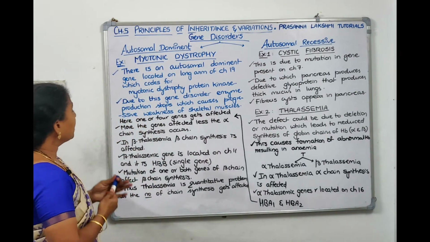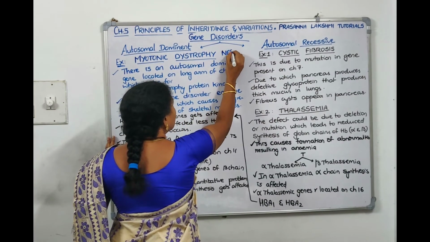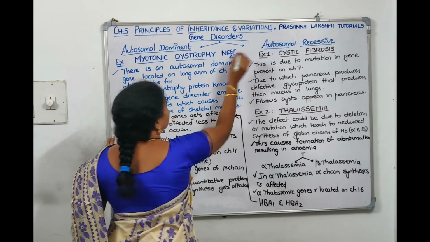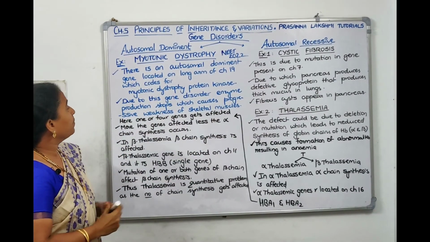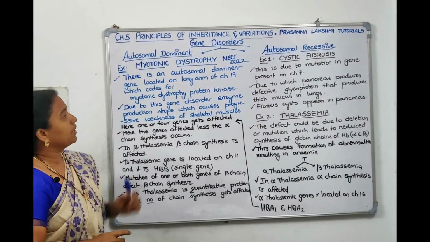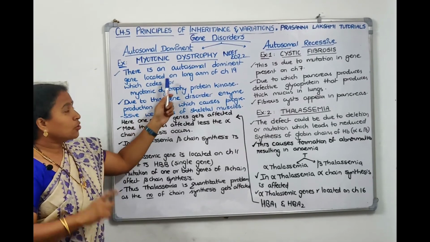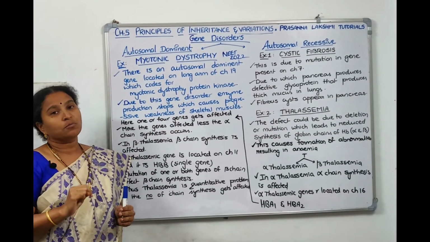So I am telling you that this disorder has been asked in the NEET 2022 examination. Now let's quickly see what myotonic dystrophy is. As we know, myotonic dystrophy comes under autosomal dominant disorder, which means it is present on an autosome. How many autosomes do we have? We have 22 pairs of autosomes.